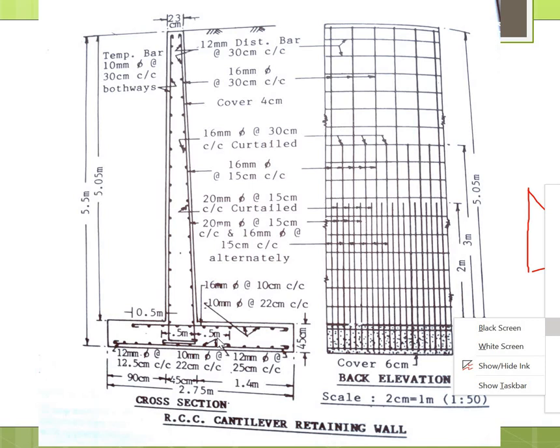The next rod is given only on the front portion. Generally when you are designing a cantilever, bars are given in the lower portion. In the toe section more bars will be given in the lower portion. So this one is an additional bar which has been given. 12 mm at 25 cm center to center is there. In addition to that, 10 mm bars at 22 cm center to center as distribution bars are also present. Now we will move on and give you more details about this.